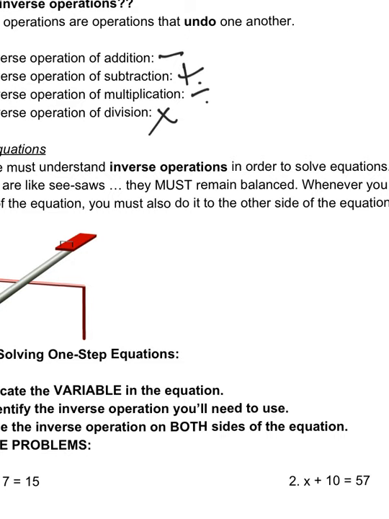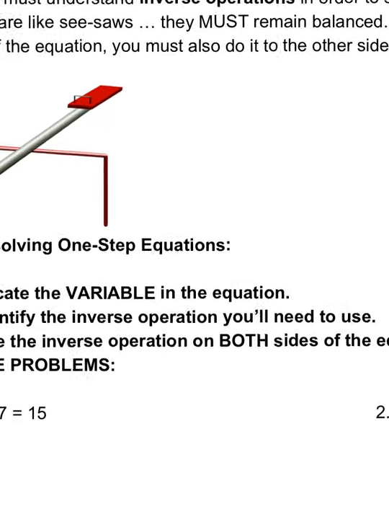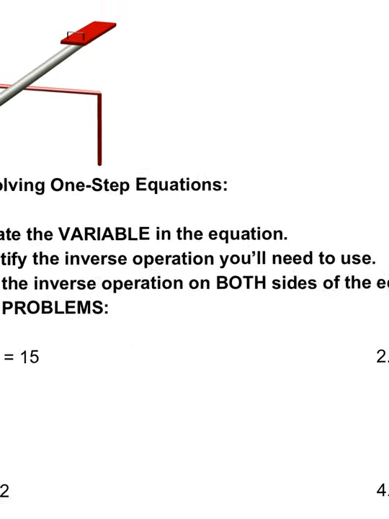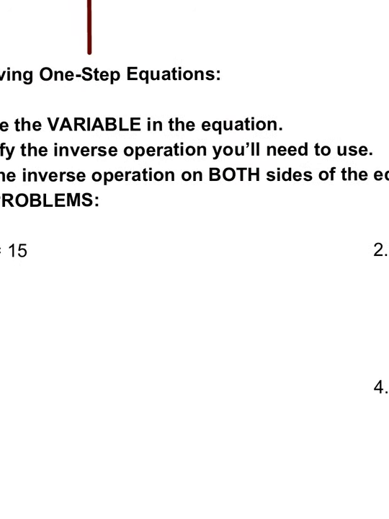And we have to remember that equations are like seesaws. They have to be balanced. If I do something to one side of an equation, I have to do it to the other side of the equation. So I created some steps for you to follow if you need some review. I always locate my variable first. Then I'm going to identify the inverse operation that I'll need to use in order to get that variable by itself, because ultimately, we want to get the variable by itself. Then I'm going to use the inverse operation on both sides of the equation.